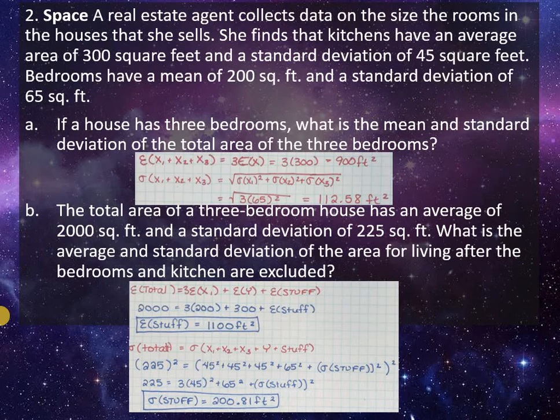Yes, ma'am? Why would you take the square root of it? Did I? Yeah, you said. Okay, so yeah, I see, because I put 45 here, that was supposed to be 65, this was supposed to be 45, so let's see what it actually works out to be.